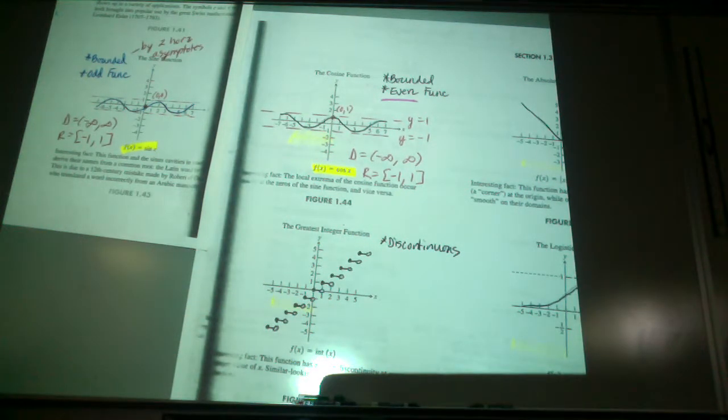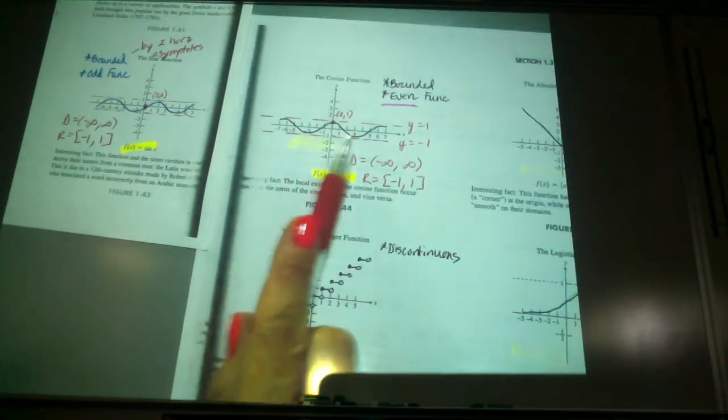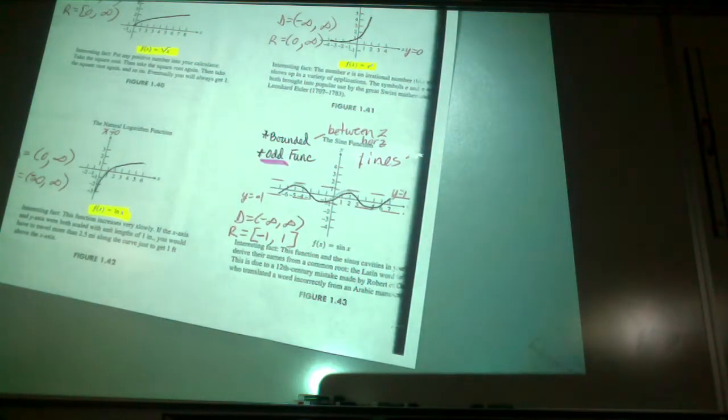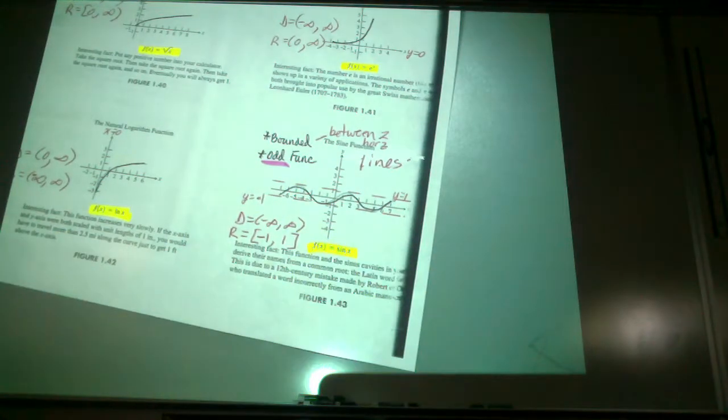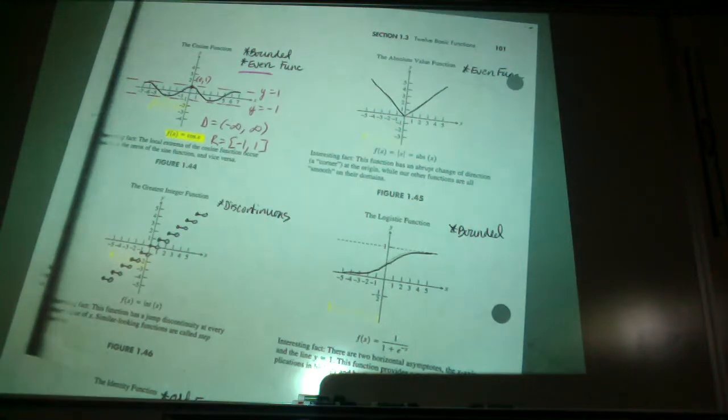There's your difference. The shape of the graphs are identical, but this one I can fold at the y-axis and it folds onto itself, making it even, whereas this one is odd. So make sure that you know those differences. Is that a continuous function? Are there any breaks in it? Any jumps? Any holes? No, so it's continuous.